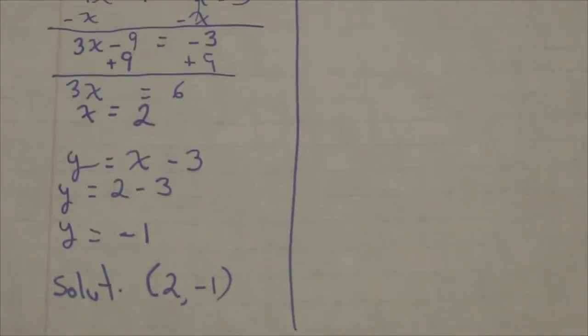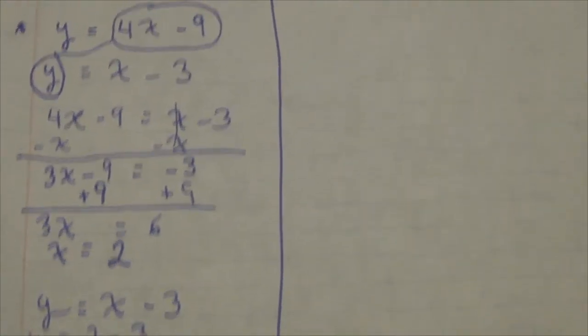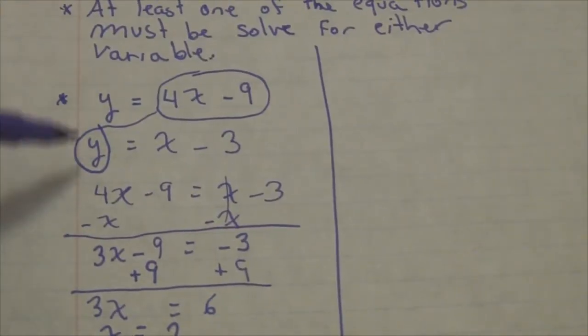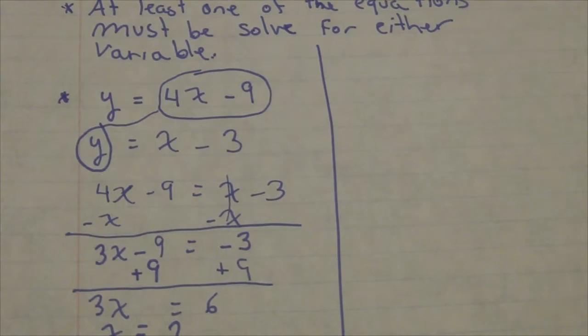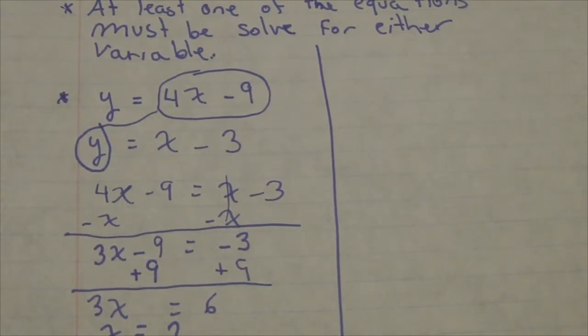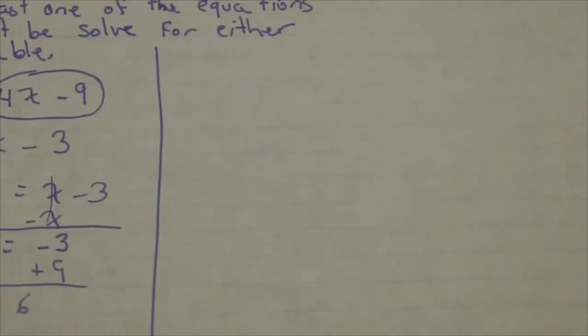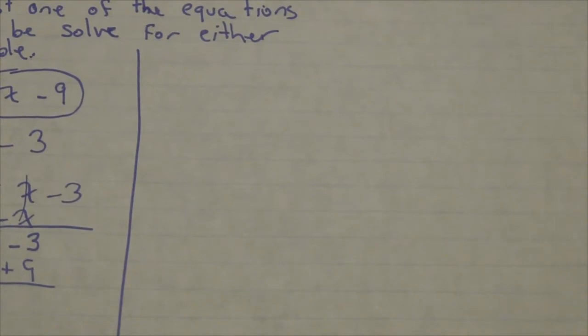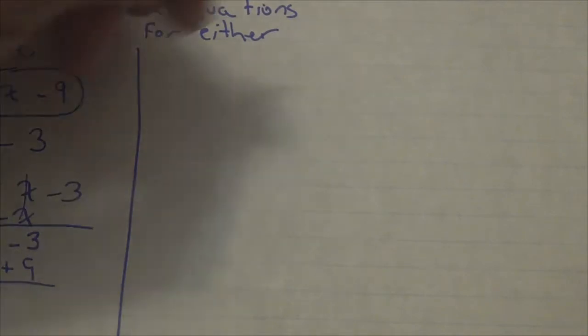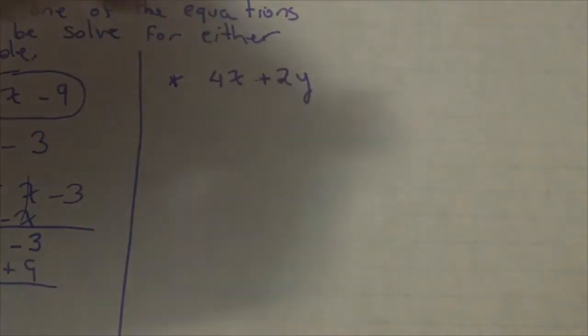All right. So this is one of the problems. You were lucky that they were both solved for y. Now let's do one where the equations are not solved for y. All right. So for example, 4x plus 2y equals 10.